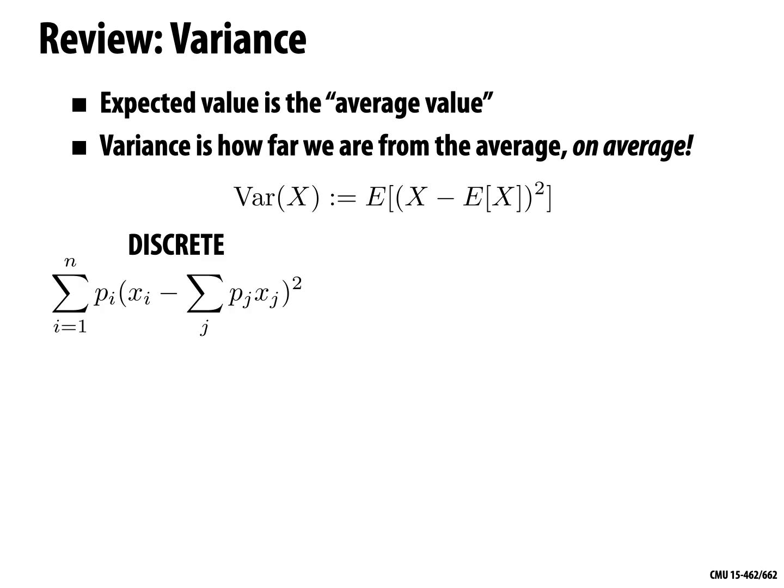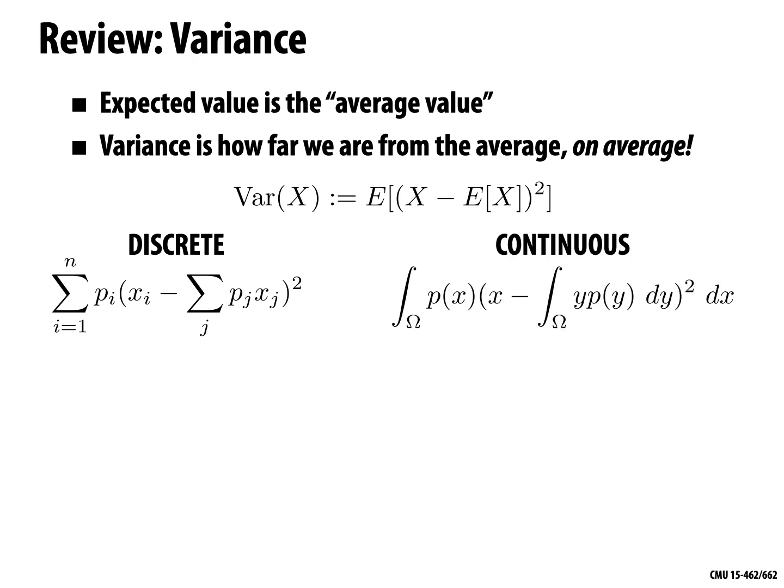For a discrete random variable, we can write this explicitly as a sum over all the events, i equals 1 up through n, of the probability of that event times, now we're just applying this formula again, xi, the value of that event, minus the sum over j of the probability of event j times the value of xj, squared. The continuous formula looks almost identical, except that we replace the sums with integrals. Really, nothing other than that happens.